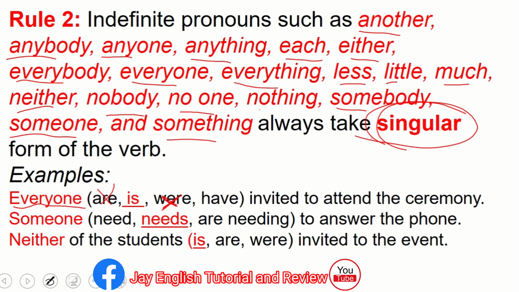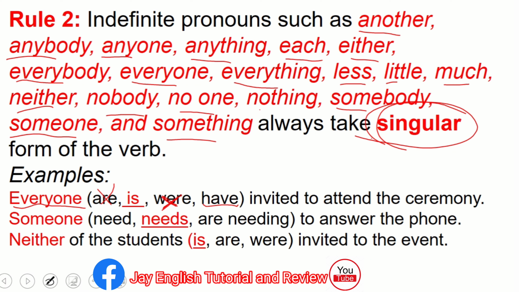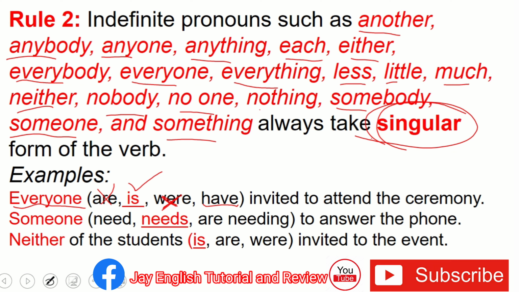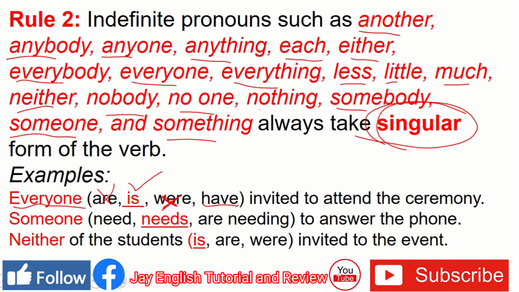Okay? Then this is also plural. The auxiliary verb have is also plural. So among the four, is is singular, the only singular. So everyone is invited to attend the ceremony.